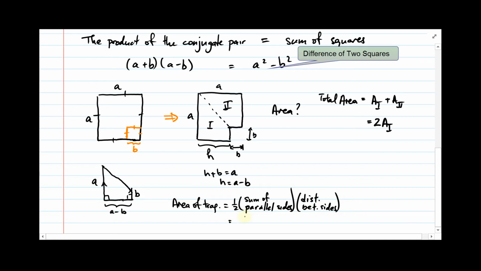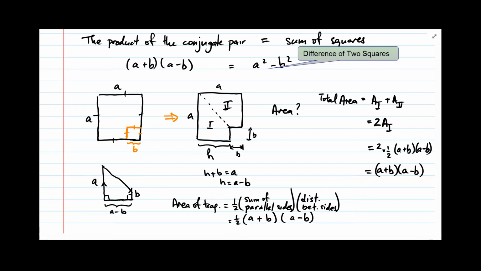So this would be 1/2 times A plus B, those are the parallel sides, and the distance between them, or that height, is A minus B. So if I go back over here, I get that the total area is 2 times what I just found. 2 times 1/2, A plus B, A minus B. So that cancels. I end up with the sum times the difference.